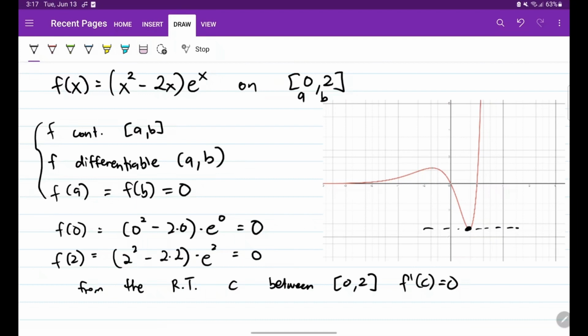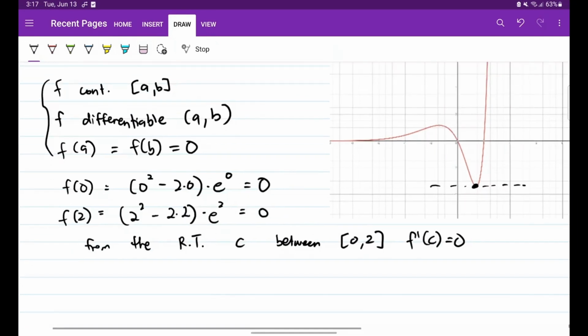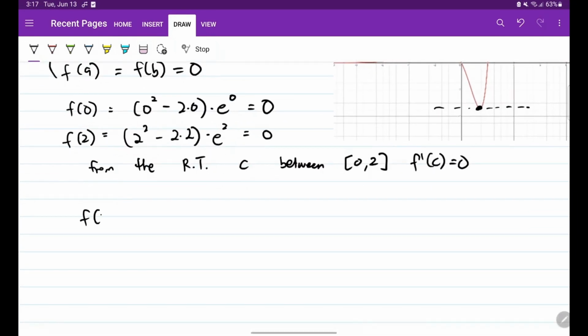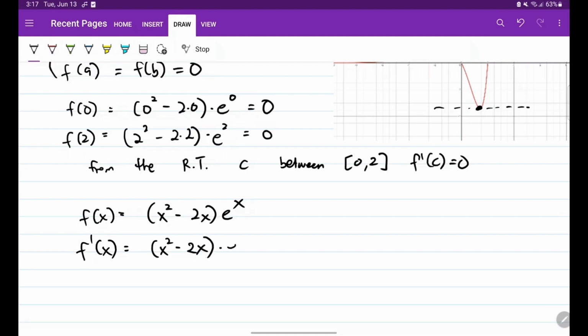So let's take the derivative of x squared minus 2x times e to the x. We have here f of x equals x squared minus 2x times e to the x. So f prime of x is equal to, by the product rule, x squared minus 2x times e to the x plus the derivative of the first, which is 2x minus 2, times e to the x. And it should be equal to 0, so we equate that to 0.